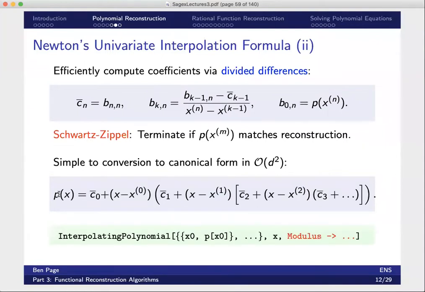Now, one thing to point out is that Mathematica has an implementation of this interpolation procedure already that allows you to extract something in this form. If you just go and look for interpolating polynomial, then this will do a lot of the job for you. And of course, it also has a modulus parameter. So this approach then allows us to take some univariate polynomial that we don't know the degree of before we start, and simply through evaluations manages to work out its analytic form, including the degree.